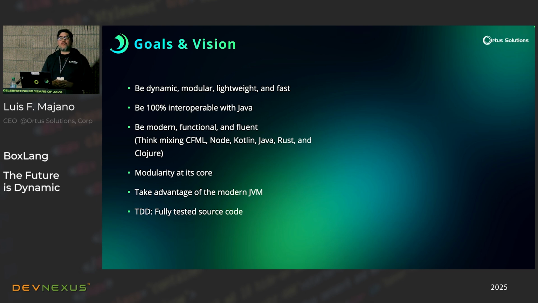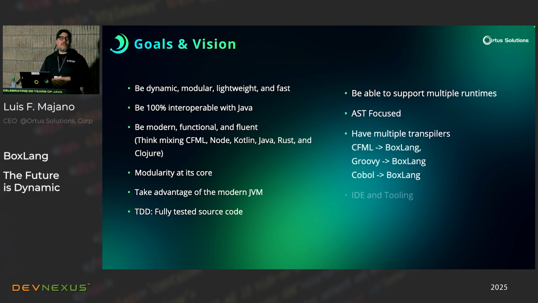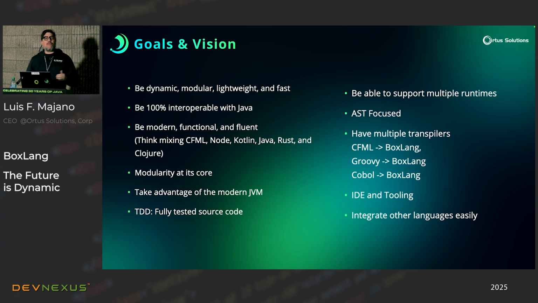Fully tested. This was super important for us since we've built already testing frameworks. It had to be there. Be able to support multiple runtimes or deploy where another runtime doesn't even exist now. AST focused. We wanted to create lots of tools. Specifically, if you have done dynamic languages before, the tooling was not great. And multiple transpilers. We had so much history that we wanted to bring over.